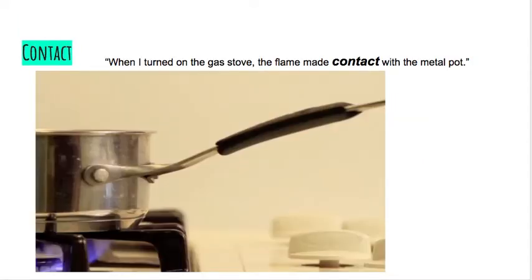The first word that we have is contact. Contact is touching or a meeting of things. If we take a look at this picture, it's basically asking what happens when your hand comes into contact with something hot. Well, we know that we usually want to not touch it. Our sentence for this word is, when I turned on the gas stove, the flame made contact with the metal pot. So this would be when it is touching or meeting the pot.